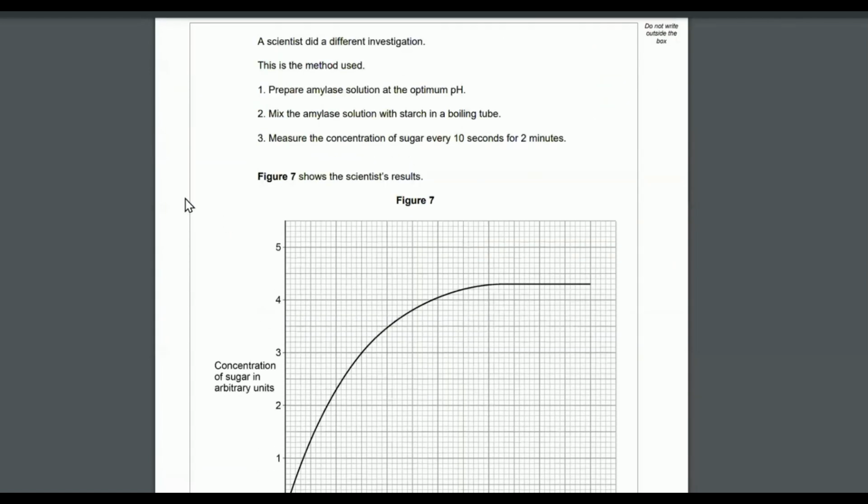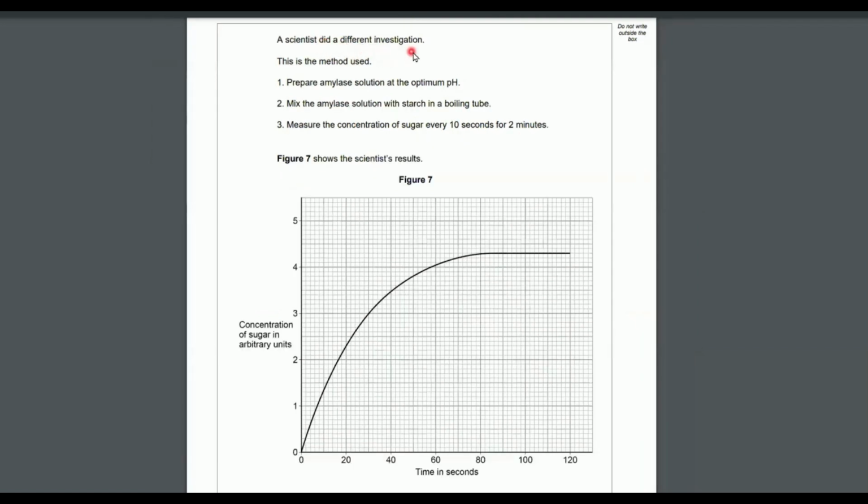Now down here, more graphs. Don't you just love a graph? A scientist did a different investigation. This is the method used. 1, prepare amylase solution at the optimum pH. Mix the amylase solution with starch in a boiling tube. Measure the concentration of sugar every 10 seconds for 2 minutes. So here's the time. Here's the concentration of sugar. We can see that over time, the concentration of sugar is going up.